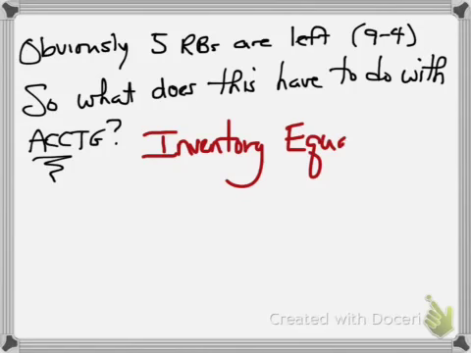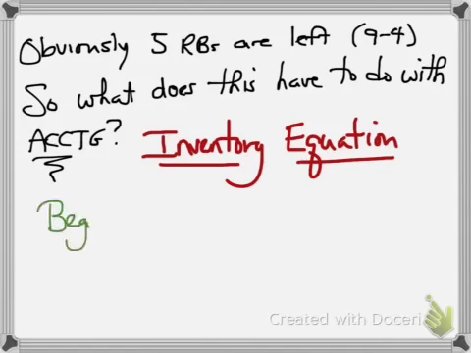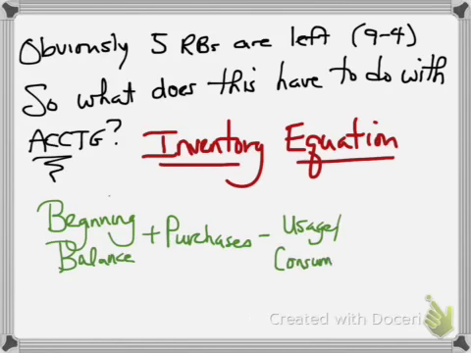Well, we can understand the inventory equation if we remember that we already understand the flow of goods in and out of our refrigerator. The inventory equation says that you've got a beginning balance plus purchases minus usage or consumption, and that will equal your ending balance.